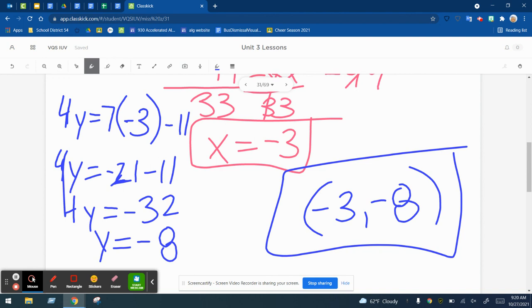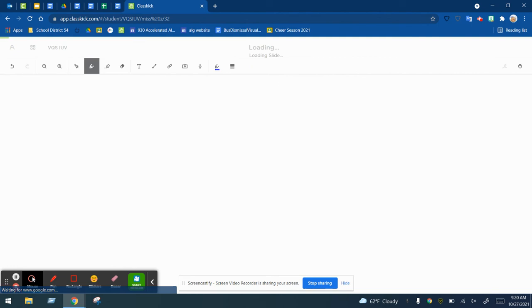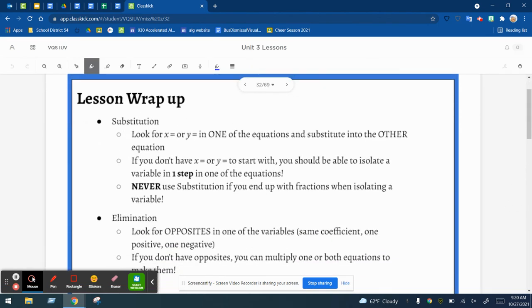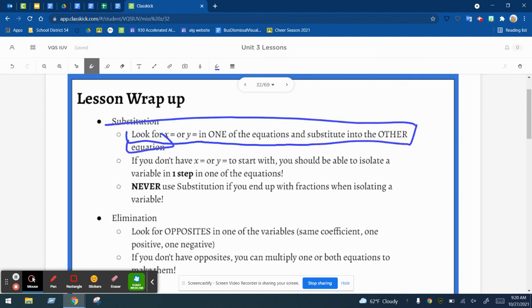Okay, lots of steps, but we made it through all the way to the end, and we did get a final answer. So typically elimination is going to make things a lot easier for you. You really only are going to substitute when you do have a variable by itself, okay? So if you're going to substitute, you're looking for x equals or y equals in one equation, and you are substituting it into the other. If you don't have that, you should be able to isolate a variable in one step.